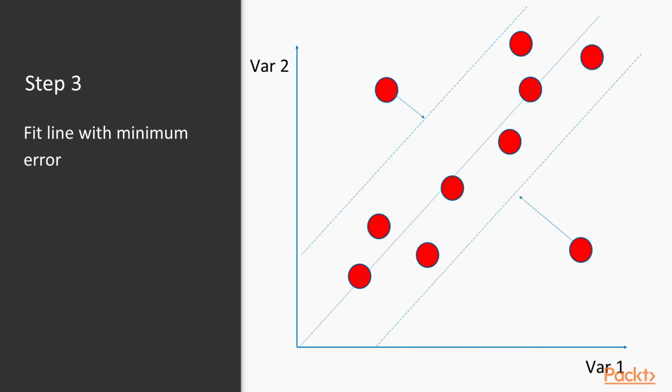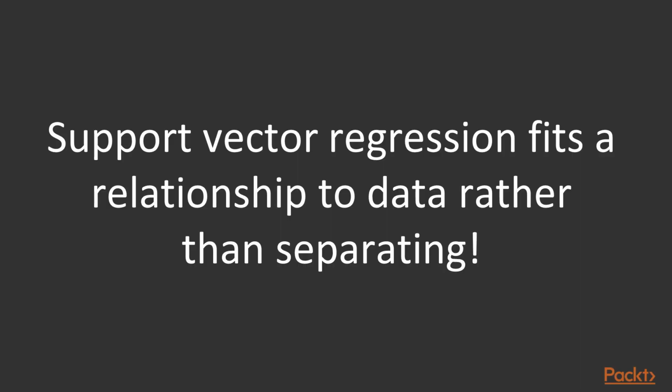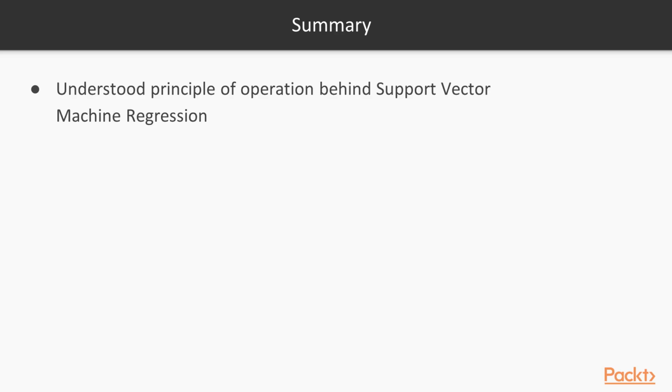Then the algorithm will transform the data to find the minimum error by pushing points inside these bands and minimizing the distance of outside points. So support vector regression fits a relationship to data rather than separating. Okay, so hopefully we've understood the principle of operation behind support vector machine regression.